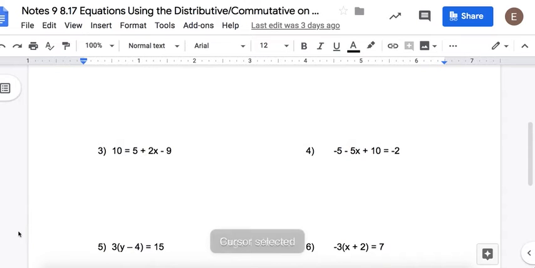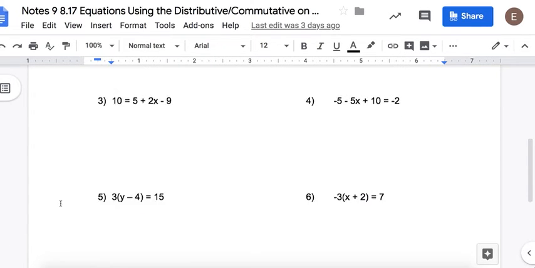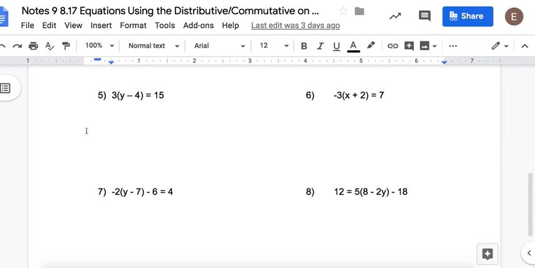So in these next examples, we're going to be using the distributive property. All right, so we're going to distribute the 3 to both parts. And whenever you see a number outside of parentheses, you have to remember to distribute to both parts.